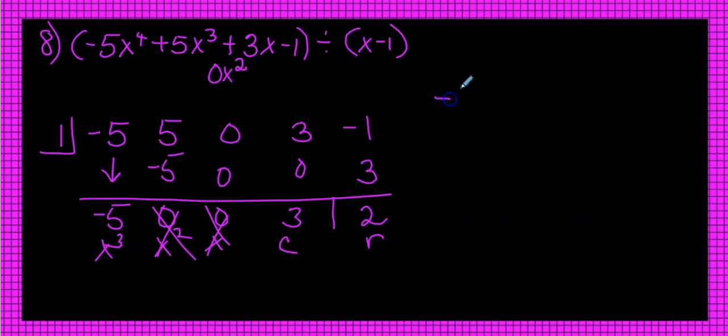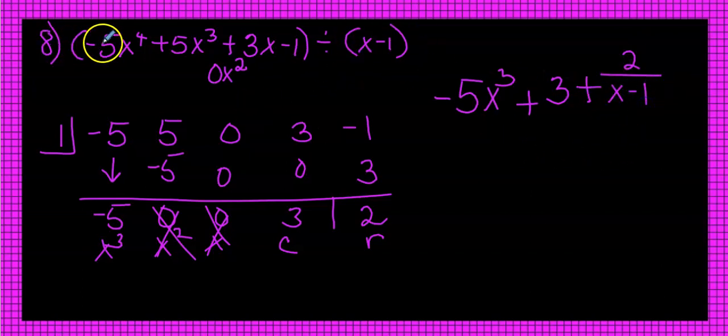My answer is going to be -5x cubed plus 3 plus 2 over x minus 1. So that means x minus 1 is not a factor of this polynomial. So if I were to graph this polynomial on Desmos or on my graphing calculator, I would not find an x-intercept at 1.